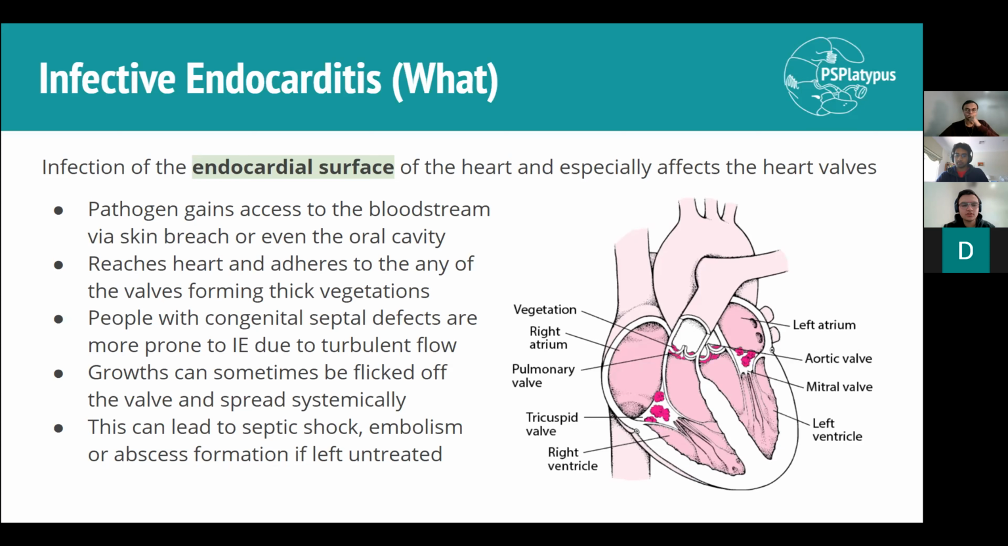That's why valves are most commonly affected. But you can see there's a variety of different places that can be affected on this diagram. So the pathogenesis is relatively straightforward. First of all, how do those pathogens get in?